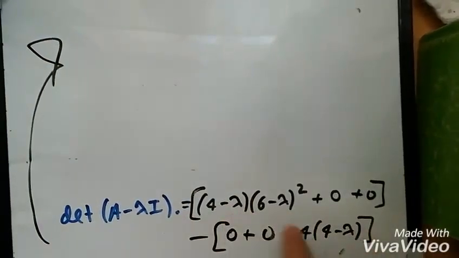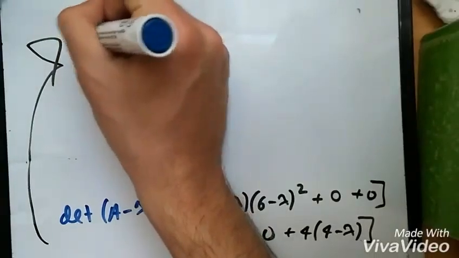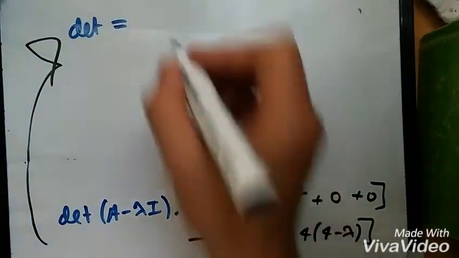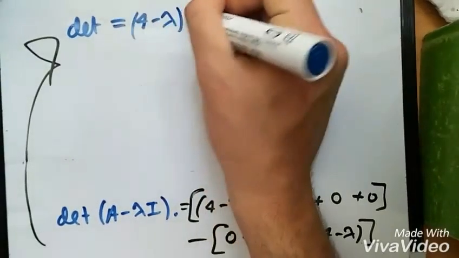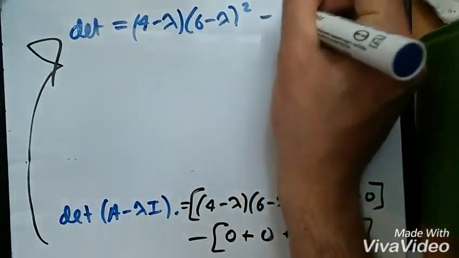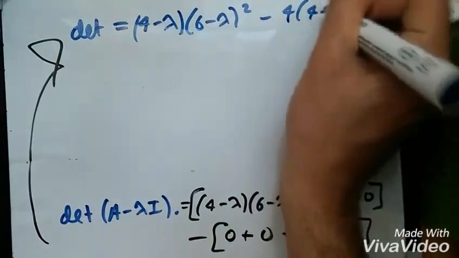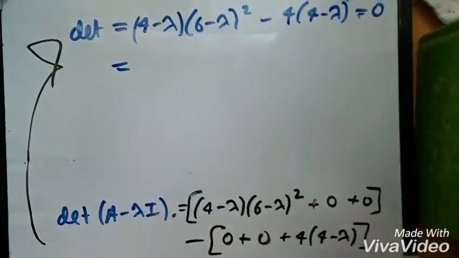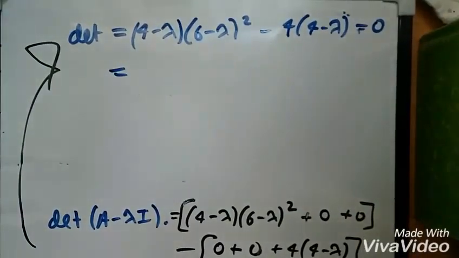Let's collect the like terms here. So 4 minus lambda times 6 minus lambda squared, minus this amount. We have basically determinant equals 4 minus lambda, 6 minus lambda squared, minus 4 minus lambda. And all of this, remember, equals 0, since these are the non-trivial solutions that equal 0. Okay, so what do we have now?